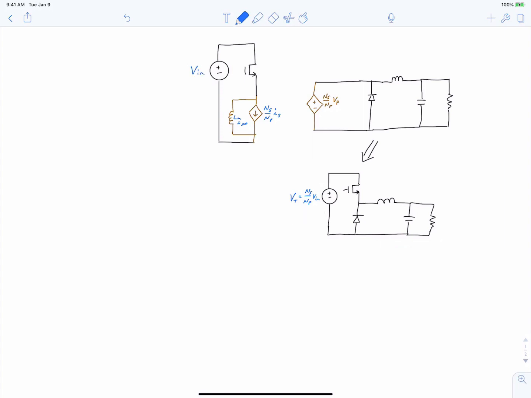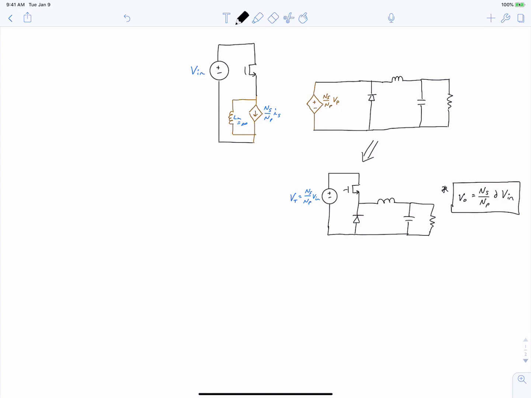And clearly we know how to analyze this circuit. We've already concluded that in this circuit the output voltage is equal to D times our input voltage, which now, with a turns ratio multiplying our input voltage, gives us our turns ratio times our duty ratio times our input voltage. And this is the voltage relation of a forward converter.